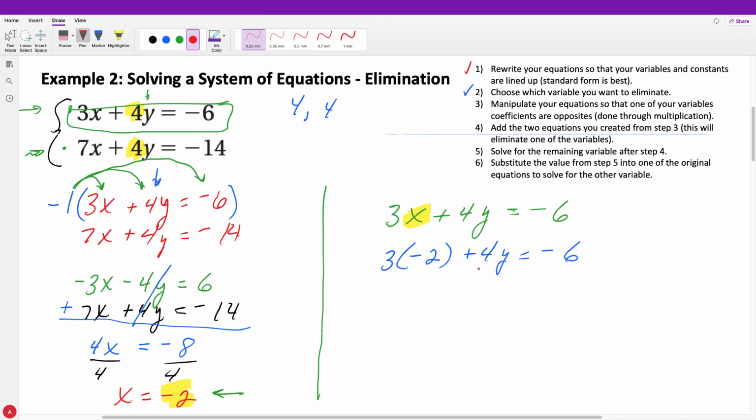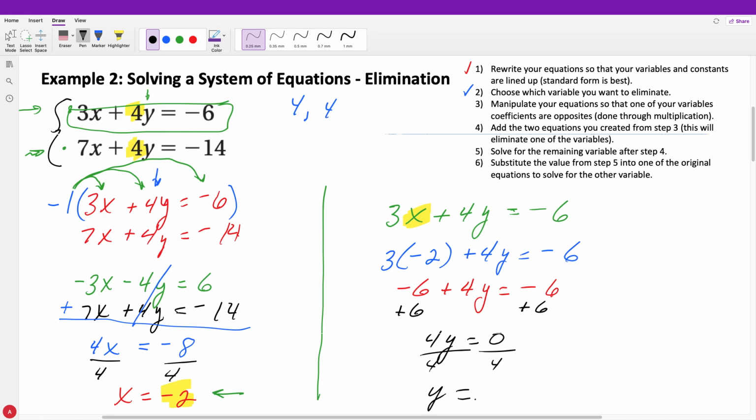And now I just need to go ahead and solve for this y. -6 plus 4y is equal to -6. Well, now when I add over this -6, I now get 4y is equal to 0. And when I divide 0 by any number, it's also going to be 0.